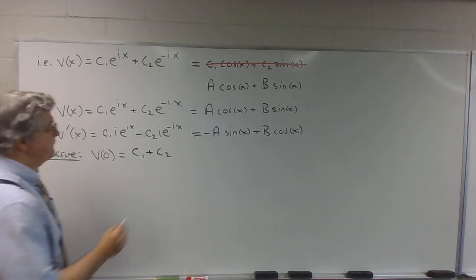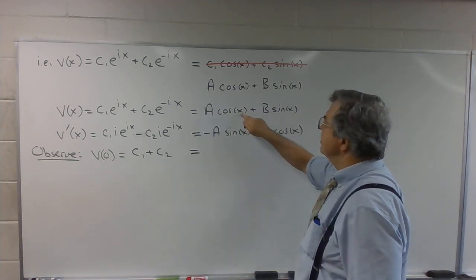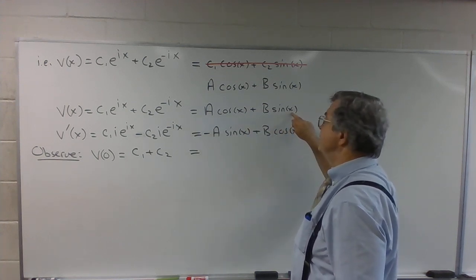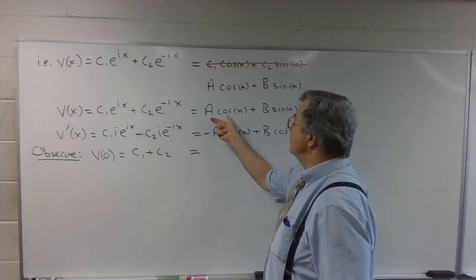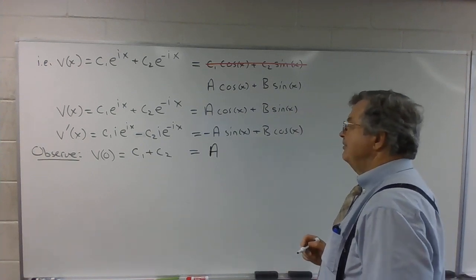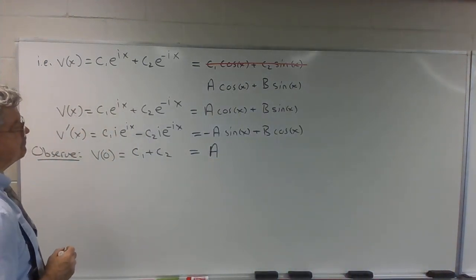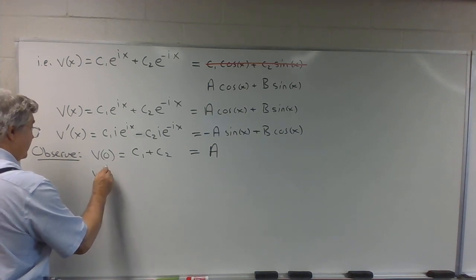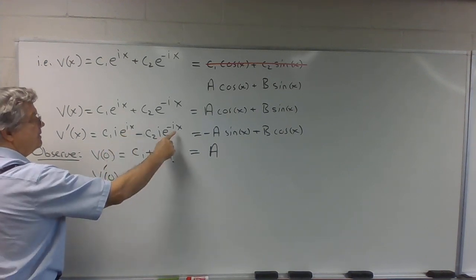Cool. Oh, and if I plug in 0 for x here, I have cosine of 0, which is 1, and sine of 0, which is 0. So if I plug 0 in for x into the complementary solution, I get a times 1, or just a. I think I just found out what a is in terms of c1 and c2. Now, how do I find b? Let's take the derivative of the complementary solution and plug in 0 again. If I plug in 0 for x, I have e to the 0, which is 1, e to the 0, which is 1.